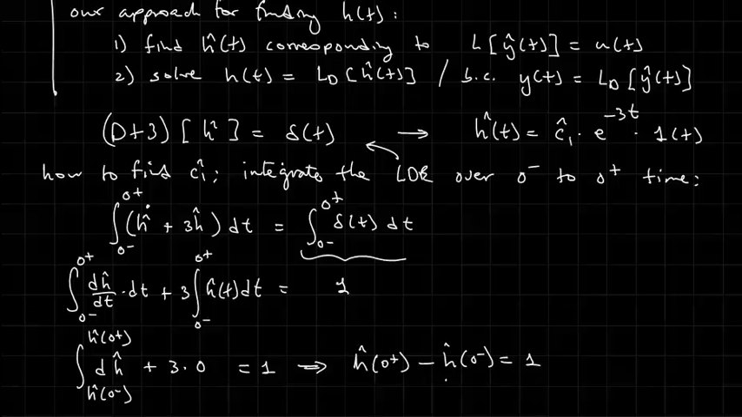But h hat at 0 minus is 0 because the system is causal. If h hat 0 minus was not 0, then it would mean that we have a response in the system before the input is actually applied, because the input due to the impulse actually occurs at time 0. So we'd have a non-causal system.